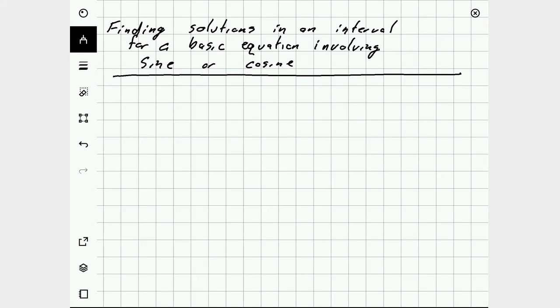Finding solutions in an interval for a basic equation involving sine or cosine. Here we are getting to solving trigonometric equations, solving equations that contain sines and cosines.